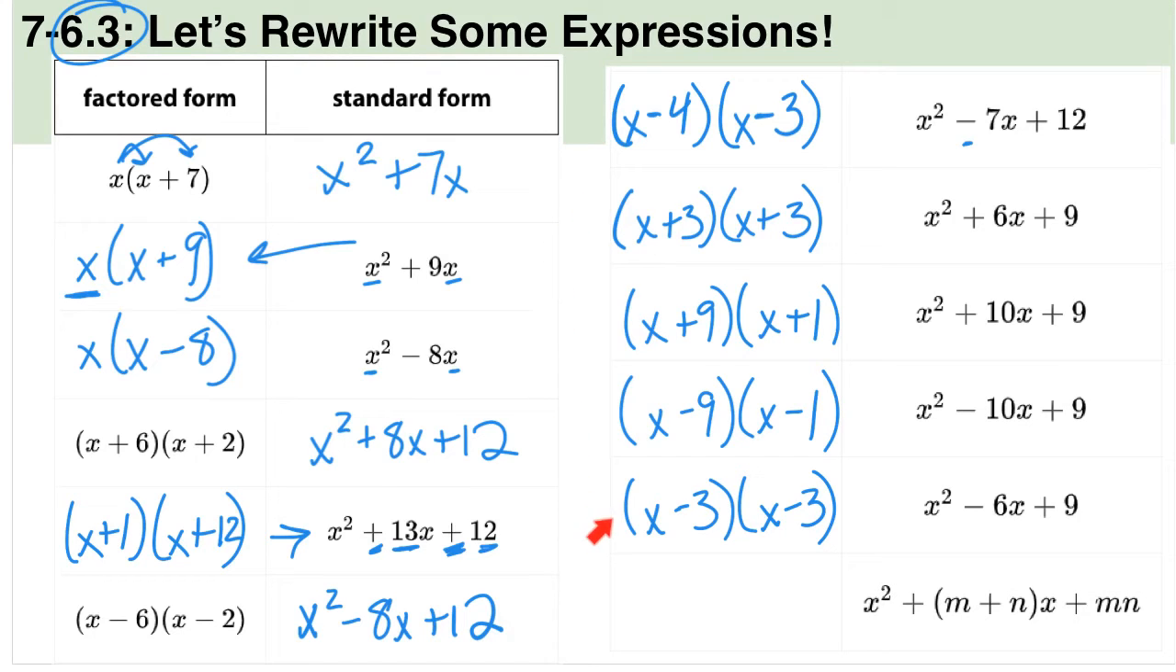Here's the rest of them factored out. Again, use some trial and error. Keep doing your distributive property. Use diagrams if you need. But our pattern that we start seeing down here is that if I take x plus m times x plus n, this is really what ends up happening. Your middle term is the sum of your m and your n, and your last term is the product.